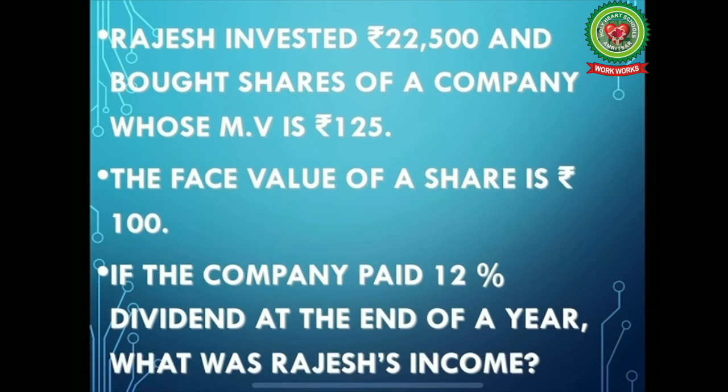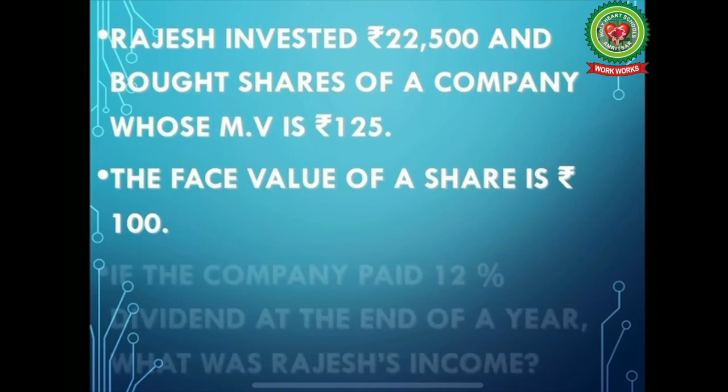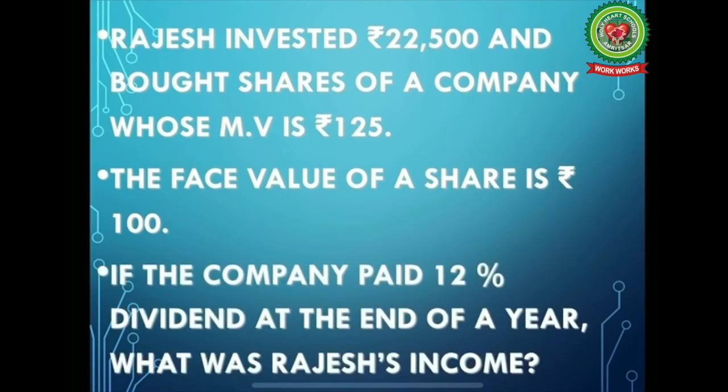Now students, in this sum, we are given that Rajesh invested rupees 22,500. This 22,500 is the total market value. He bought shares of a company whose market value is rupees 125, so this rupees 125 is the market value of one share. We are also given that the face value of a share is rupees 100. The company paid 12% dividend, that is, the dividend percent is 12%. So now we need to calculate Rajesh's income, that is, the annual income.